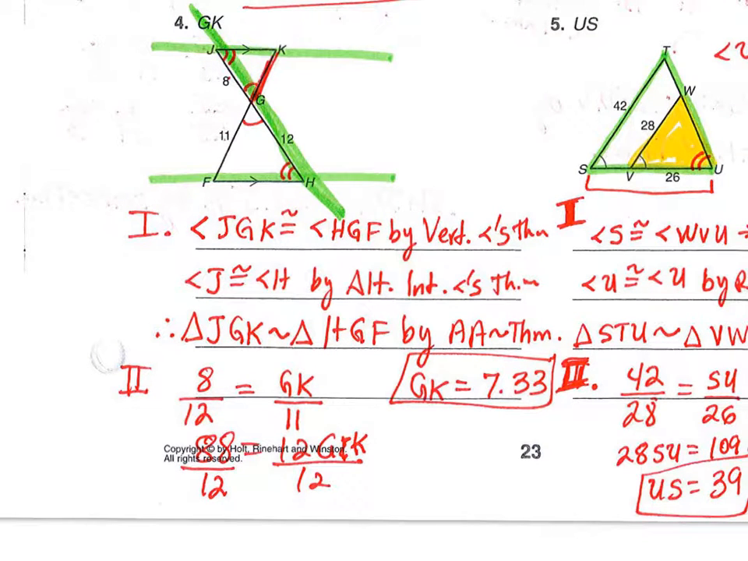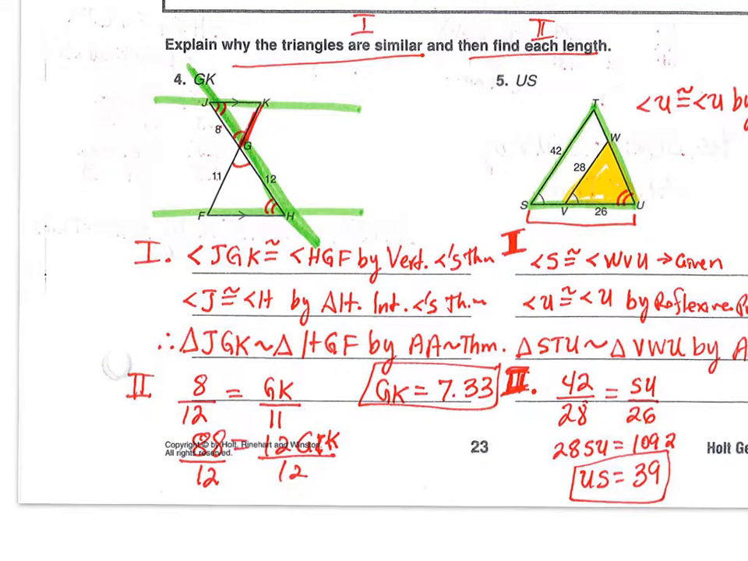Now on the next problem, problem number 4, it says, explain why the triangles are similar, and then find each length. So step 1, I have to first prove that they're similar, and then step 2, find the length of the side. What I'm given are arrowheads. That is an indication that you'll be able to use the interior angles, alternate interior angles, same side interior angles, alternate exterior angles, and all of that we learned in chapter 3, okay?